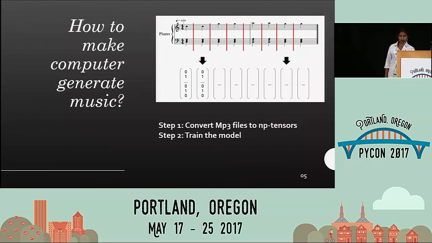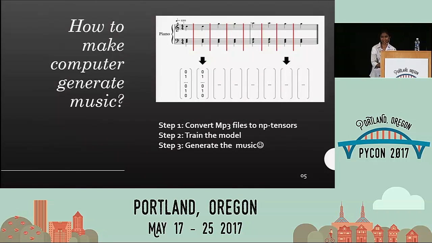And once you have pre-processed, you have to train your model. You have to teach it what the music actually means. So once you have trained the model, you're good to go. You can start generating music out of it. So the third and the most important step is generating music out of the trained model. So let's look into each one of these three steps in detail.